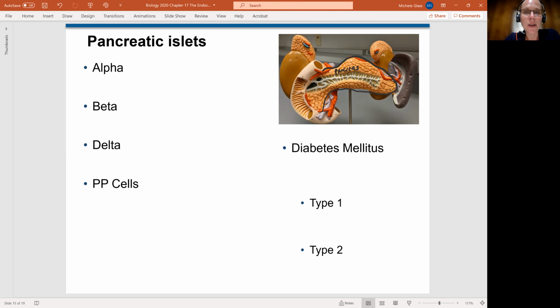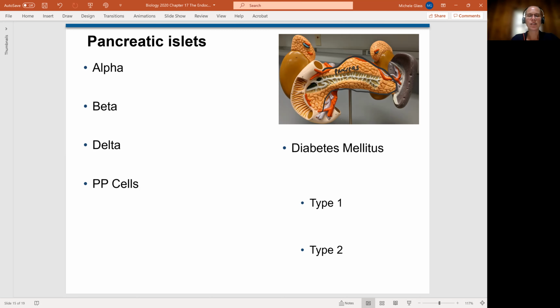But the pancreas also has these special groups of cells that are endocrine cells. And that means, of course, making a hormone and releasing it into body fluids. We talk about these special groups of cells as pancreatic islets, where the term islet is sort of like a tiny island. So it's kind of a cute name.